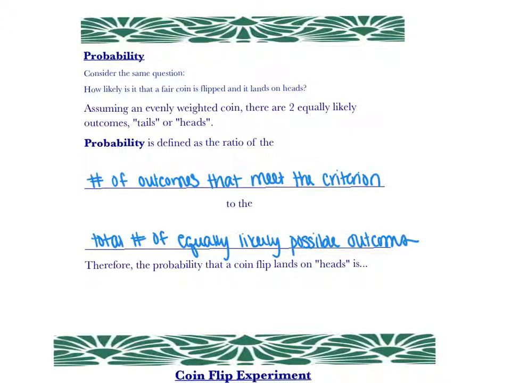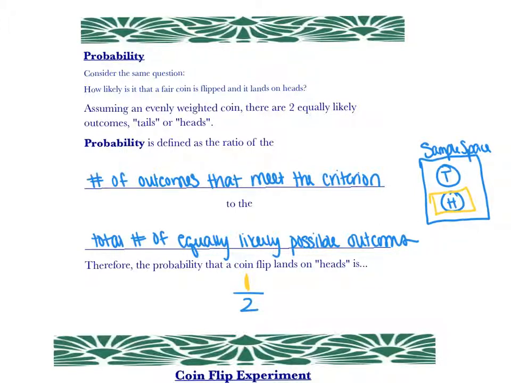Therefore, if I were to flip a coin, I can list what's called my sample space as flipping and getting a tail, or flipping and getting a head. Those are my two outcomes. And the probability that a coin is flipped and it lands on heads, I can see it happens one time out of the two equally likely outcomes. So the probability is 1/2, or 0.5, or 50%.